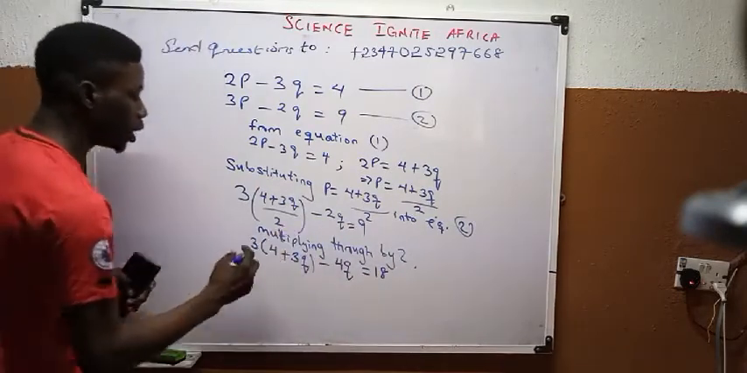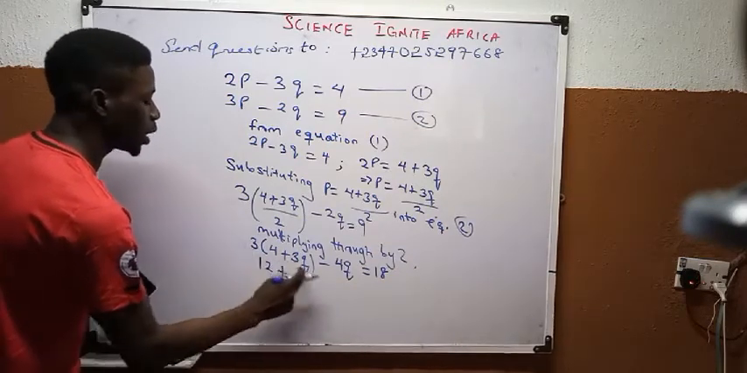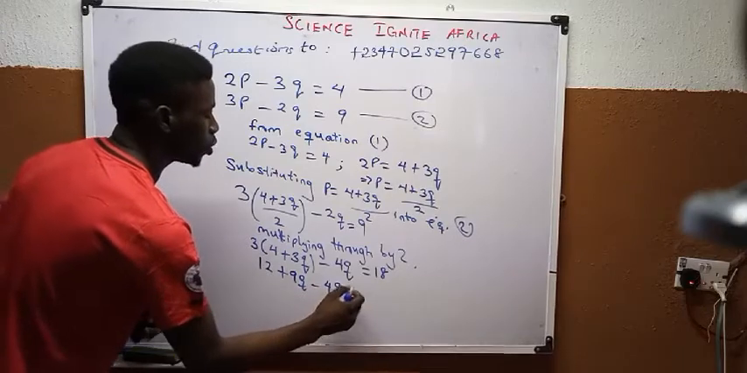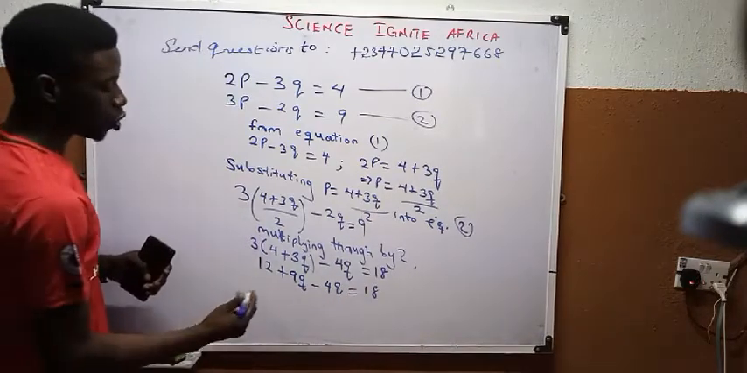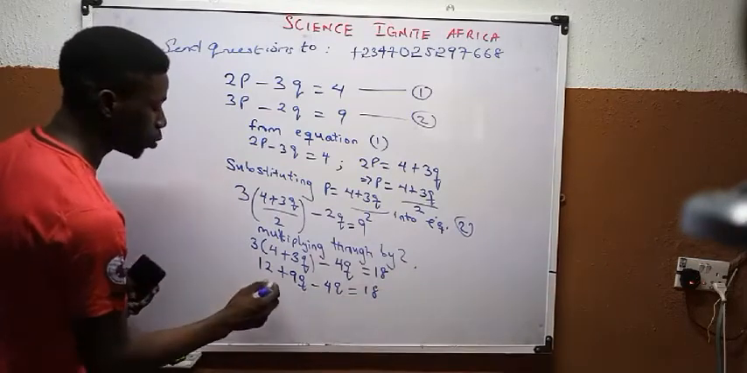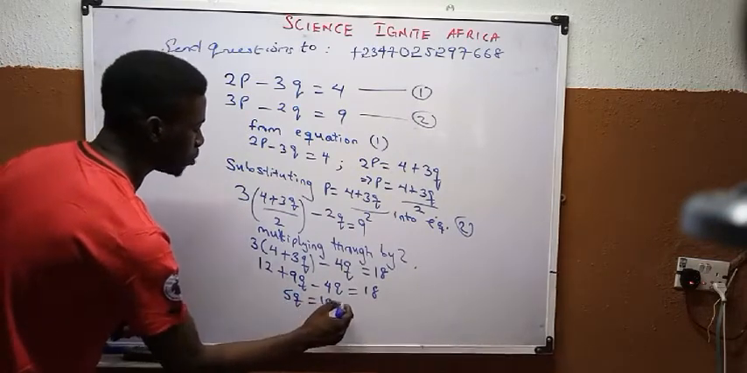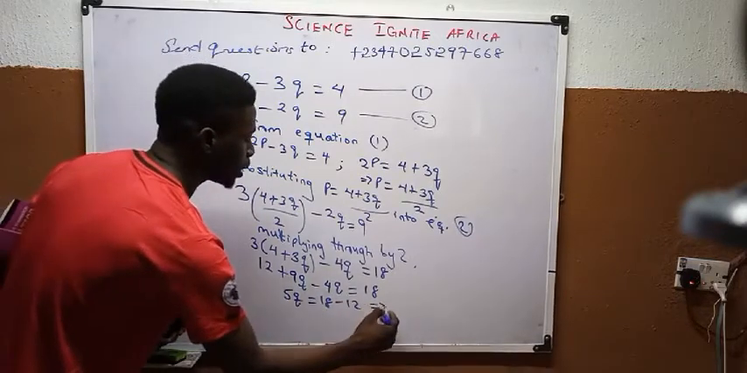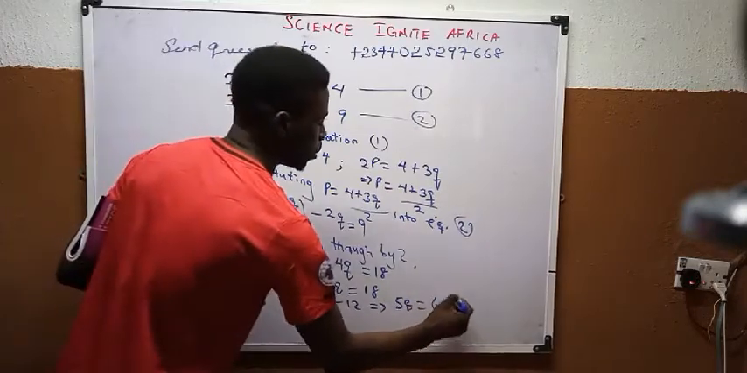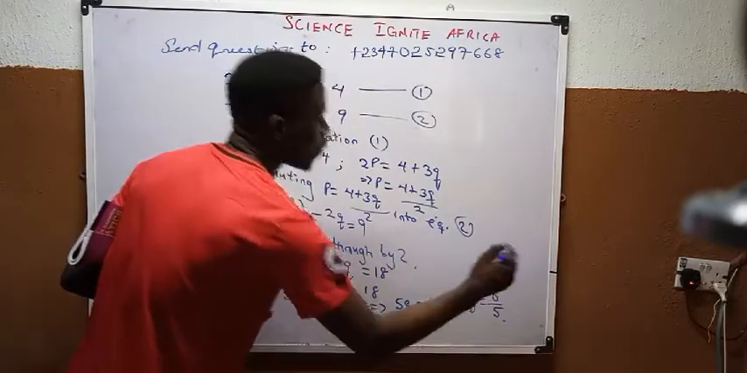So let's continue with what we have here. What we do next is we open the bracket. So we have 3 times 4 is 12, plus 3 times 3q, that's 9q, then minus 4q equals 18. Collecting terms, the terms that have q are already together, so we just take 12 to the other side. So we have 9q minus 4q, that's 5q, equals 18 minus 12, which implies that 5q equals 6. So when we divide both sides by 5, q equals 6 over 5.